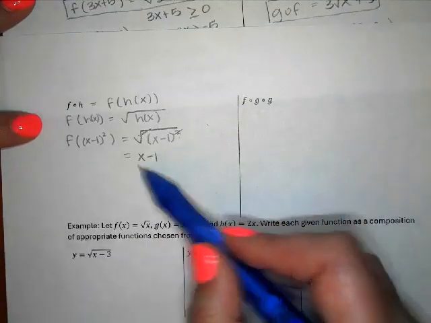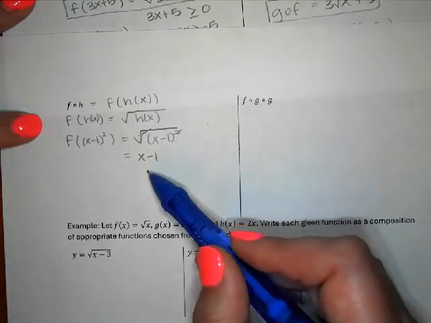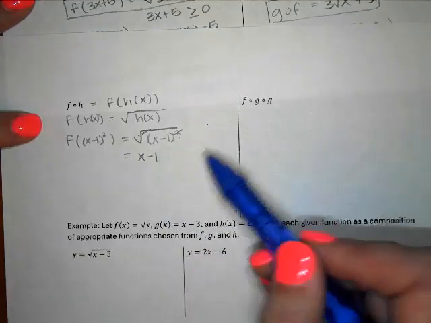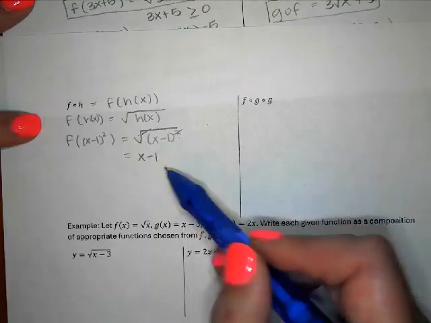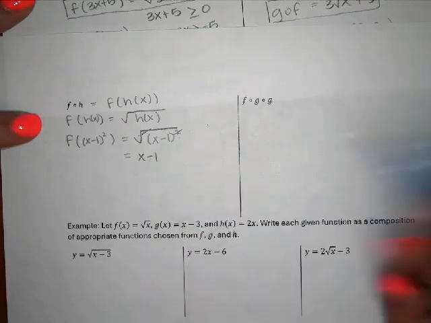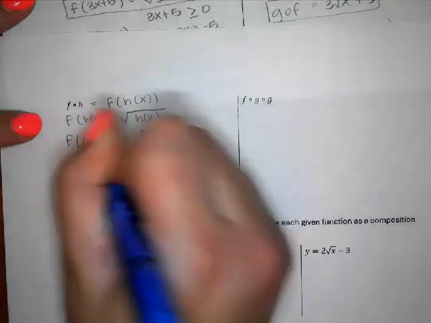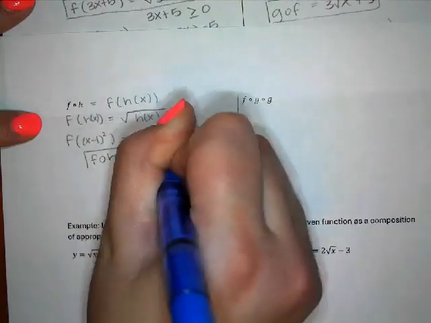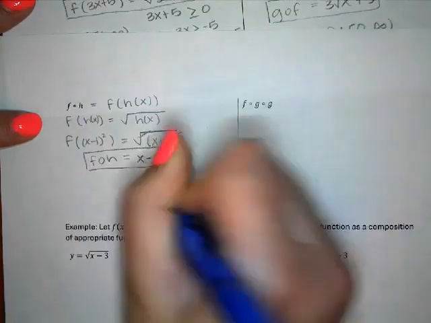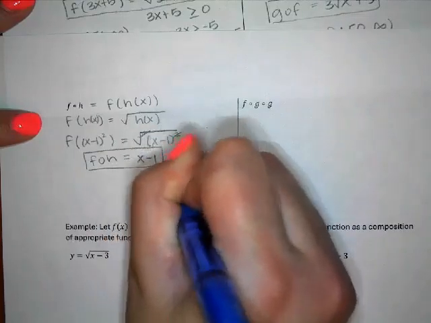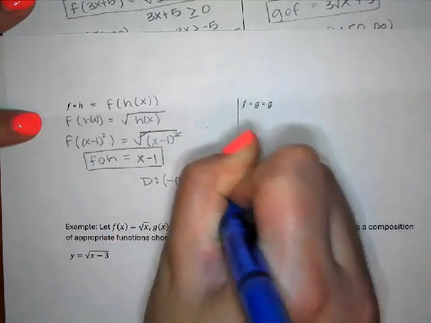And then I look at this result, x minus 1, and I see if there's any reason to limit that domain from there. And this is a straight line. There's no reason for me to limit that domain. So I'm going to leave this as the answer. I'm just going to say f of h is x minus 1. And I'm going to say the domain is negative infinity to infinity, all real numbers.